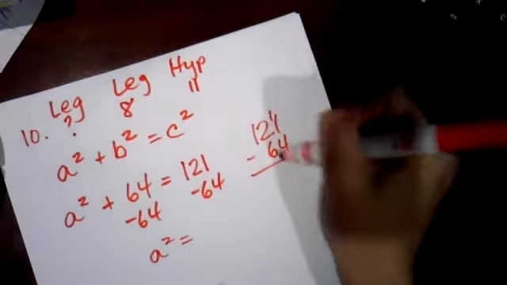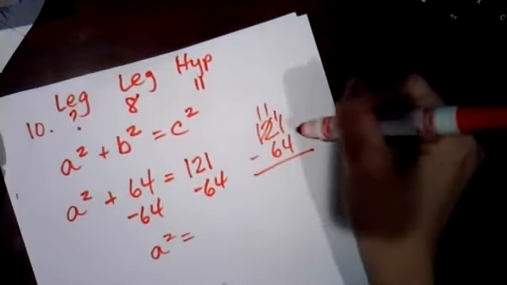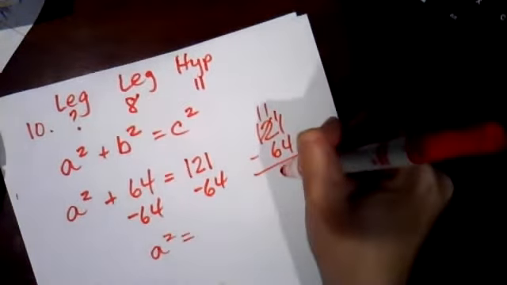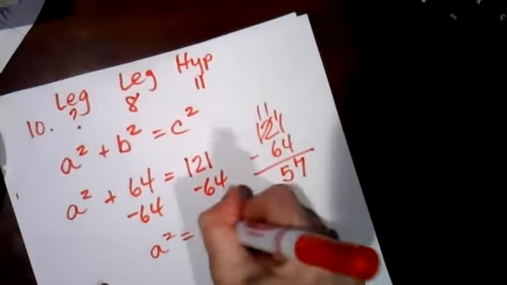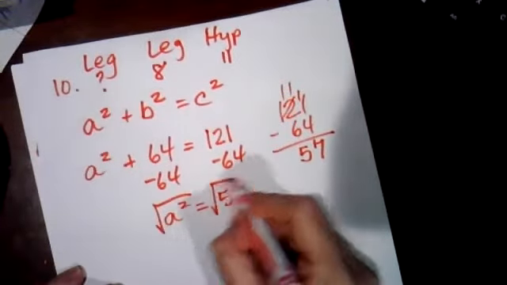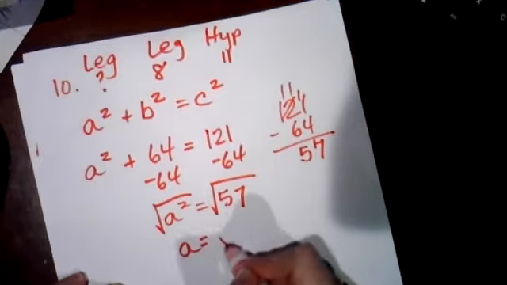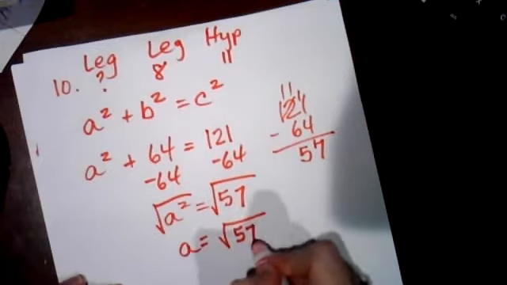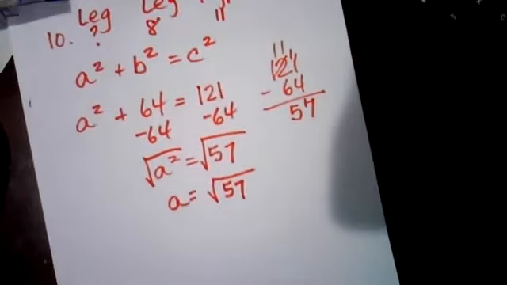Okay, so we have 11, we borrowed there, and we're going to borrow again. Okay, so we get 7, and we have this. Okay, now 57, first of all, square root. Can you think of anything that goes into 57? If you're like, oh, it's a prime, it's not a prime.